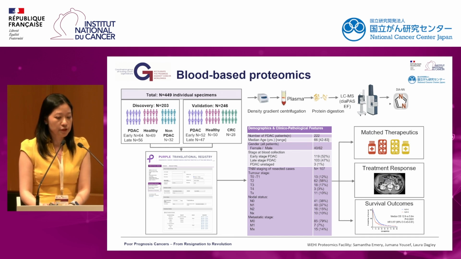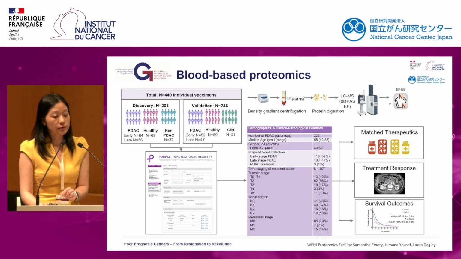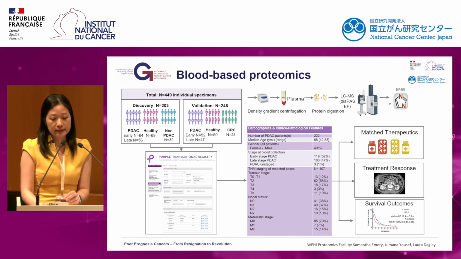Here I'm presenting you some data on blood-based proteomics of the plasma. In this study, we enrolled 449 participants, and we did this in 2 cohorts, a discovery cohort and then a validation cohort. Within our discovery cohort, there are 200-odd patients. We compared pancreatic cancer patients against healthy controls and patients who had lesions in the pancreas that were not pancreatic cancer. We then validated this against another cohort with pancreatic cancer and healthy controls, but this time around we included colorectal cancer. The reason we did that was we wanted to know that the signature we're finding was truly to do with pancreatic cancer and not just because they had a GI malignancy.